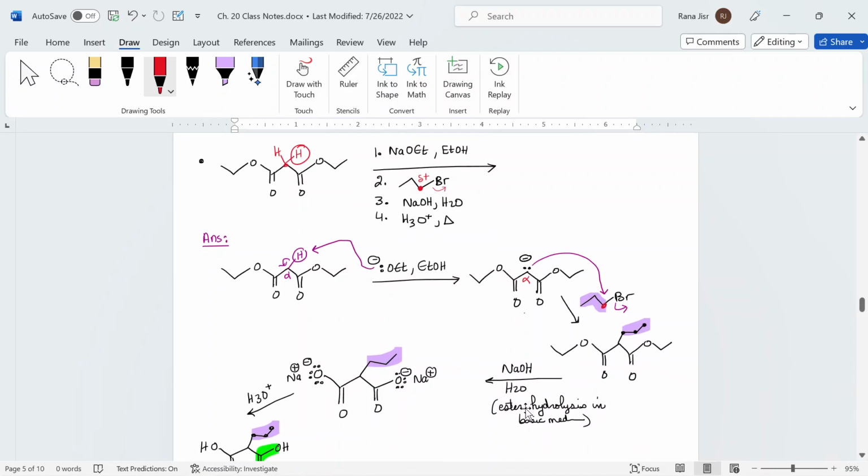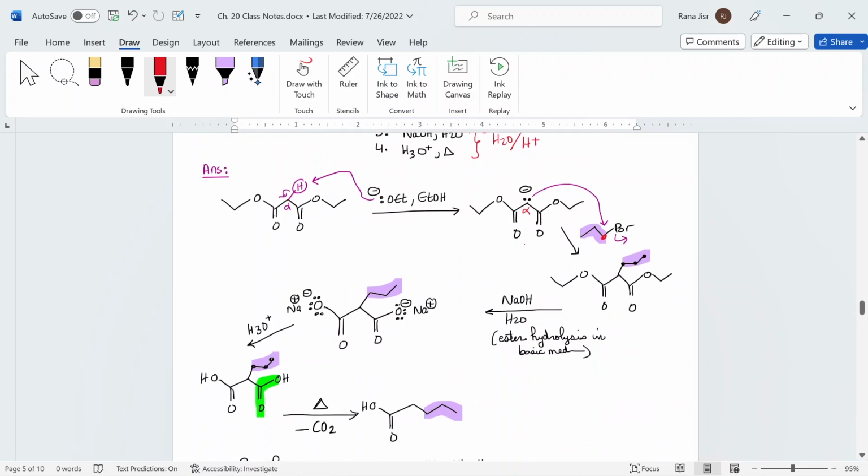I could do hydrolysis in acidic medium. I could combine both of these steps in water in presence of H plus. But here I'm just showing you that I can do hydrolysis in basic medium and then add an acid, or I can simply do hydrolysis in acidic medium. Both are going to end up being the same, hydrolyzing both esters into a carboxylic acid.